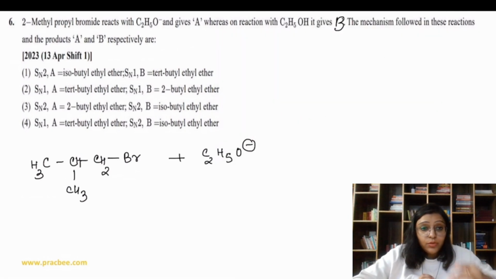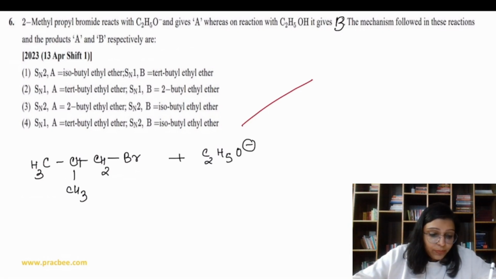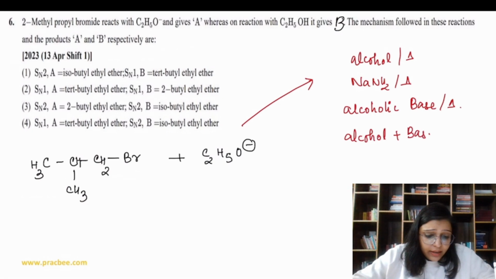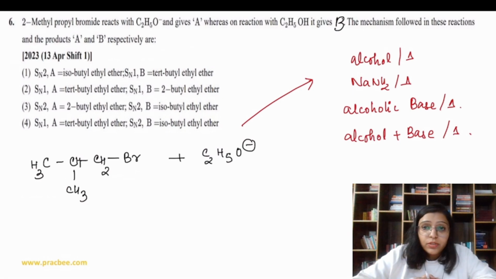So you need to know the role of this reagent. See, if we have alcohol and heat, if we have NaNH2 and heat, if we have alcoholic KOH or alcoholic base and heat, or alcohol plus base and heating is there, it means we have to do an elimination reaction. Now the point is how do we find out whether we will do elimination reaction or substitution reaction.